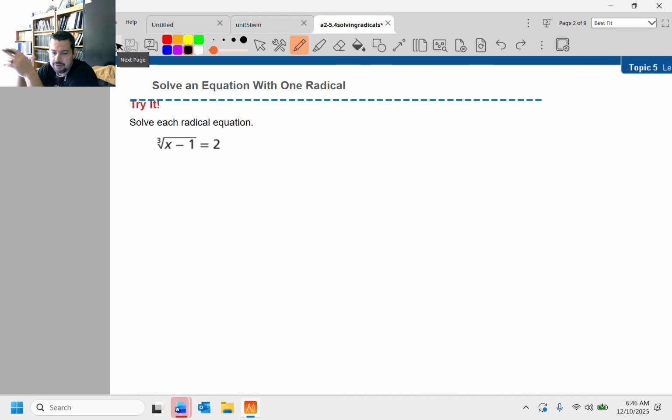All right, another one of these, solve a radical. It's supposed to be a try-it for y'all, but this is a video. The opposite of cube rooting is cubing. That'll give us x minus 1 equals 8, and we're just going to add 1 and get 9. Odd roots don't have extraneous answers.